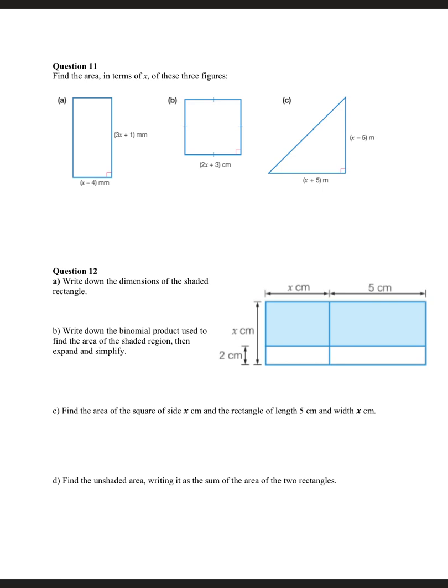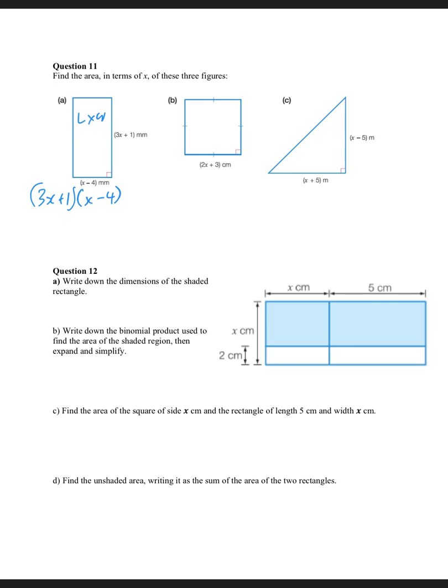Find the area in terms of x of these three figures. So some of you might complain that we shouldn't be doing measurement, but you've done this in year 8 and year 9. You should be able to find the area of a square, a rectangle, or a triangle. The area of a rectangle is length times by width. So find the area. Well, it's 3x plus 1 long. It's x take 4 wide.